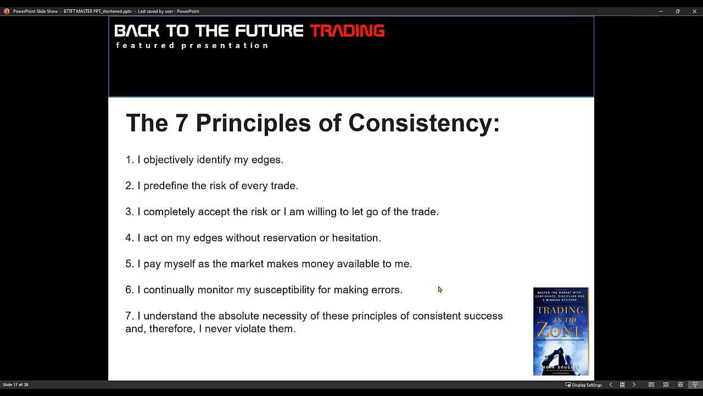Number 5, I pay myself as the market makes money available to me. Number 6, I continually monitor my susceptibility for making errors. And number 7, I understand the absolute necessity of these principles of consistent success, and therefore I never violate them.